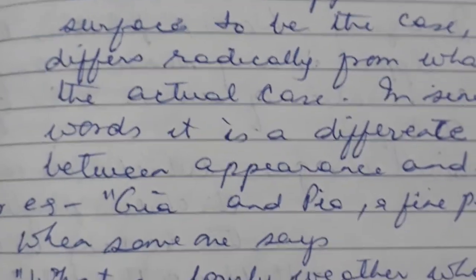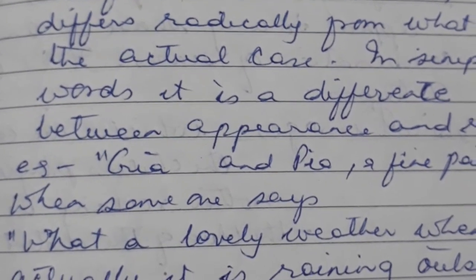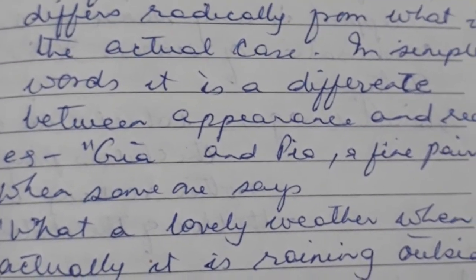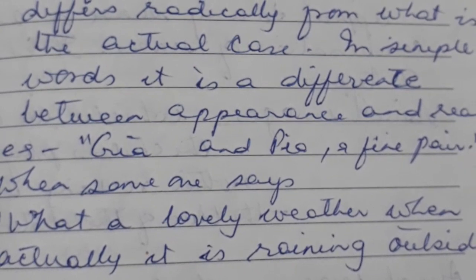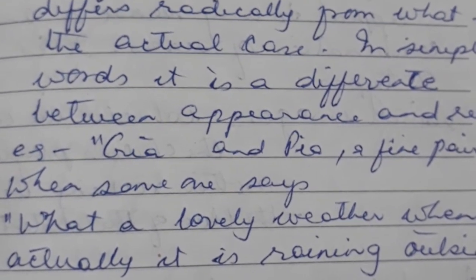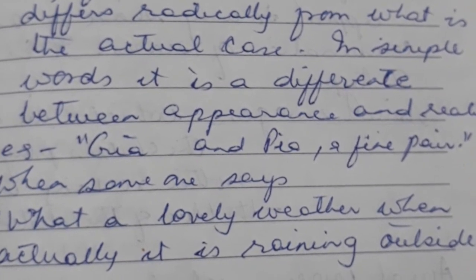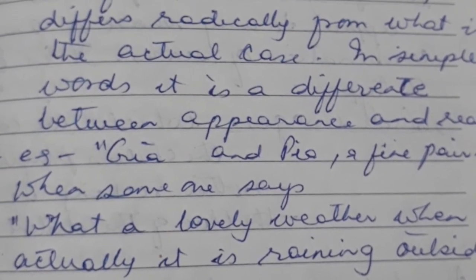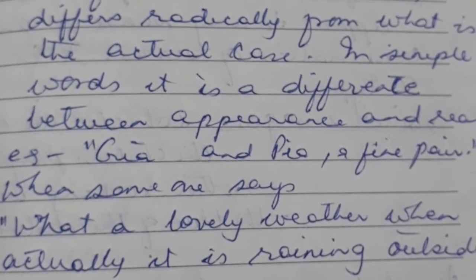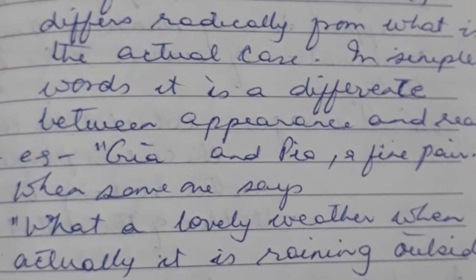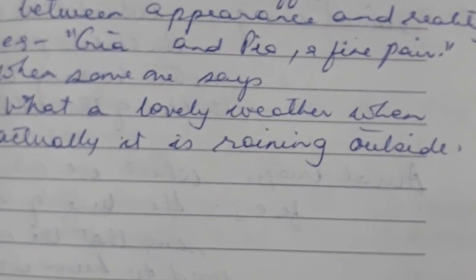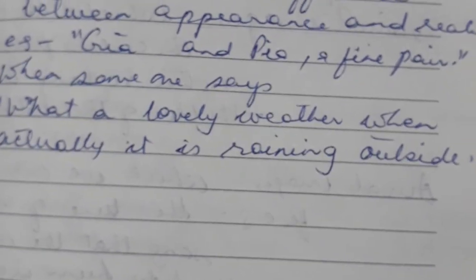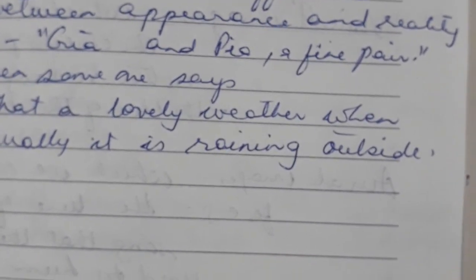The third one is irony. The definition, in its broadest sense, is a literary device or event in which what appears on the surface to be the case differs radically from what is the actual case. Appearance is different from the actual case. In simple words, it is a difference between appearance and reality. A thing that you see is not the real thing. The reality is something different.